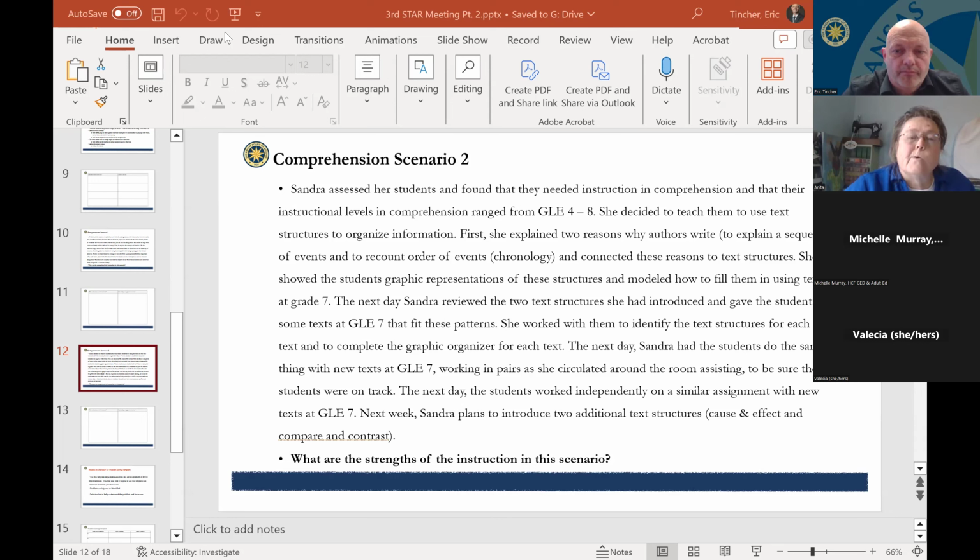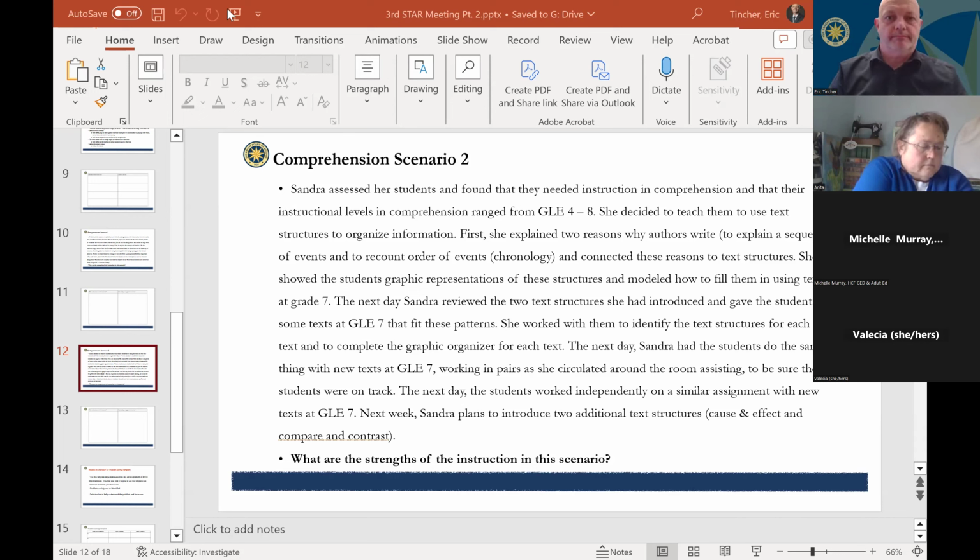Okay, she had introduced and gave the students some text at GLE 7 that fit these patterns. She worked with them to identify the text structures for each text and to complete the graphic organizer for each text. The next day, Sandra had the students do the same thing with new texts at GLE 7, working in pairs as she circulated around the room assisting to be sure the students were on track.